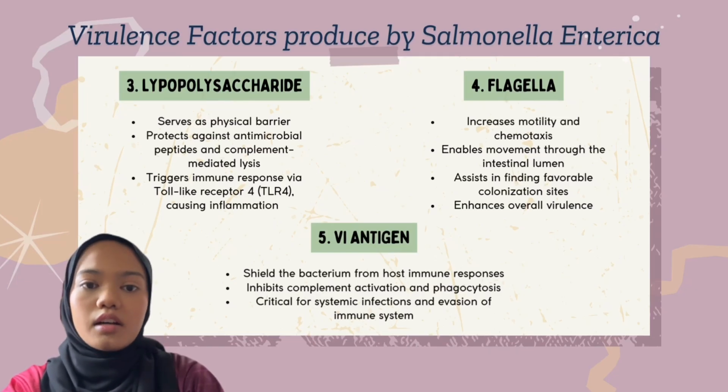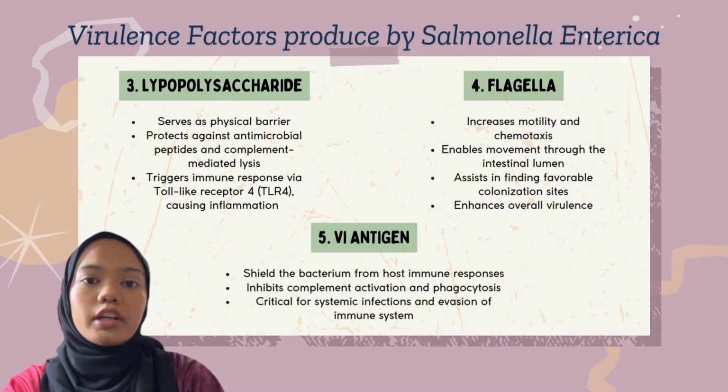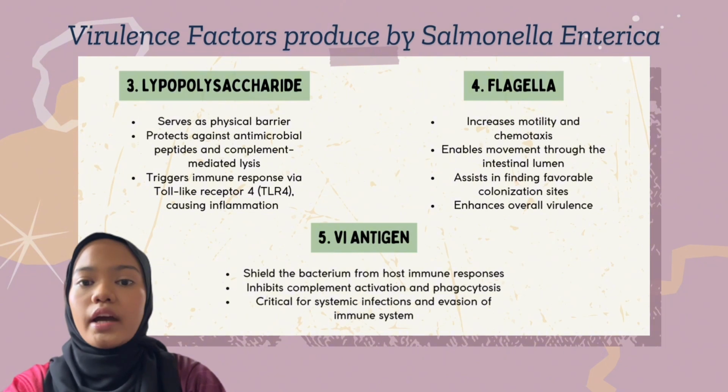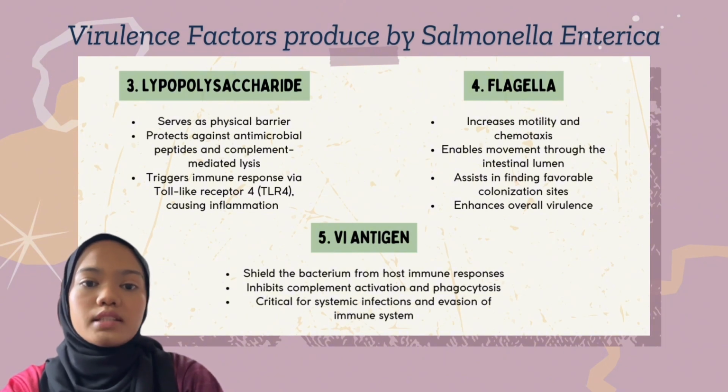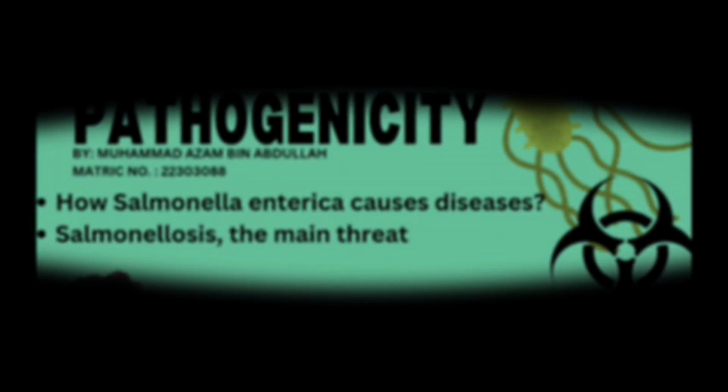Next is flagella. Flagella play a key role in bacterial motility and the ability to infect host tissue. It increases motility and chemotaxis, enables movement through the intestinal lumen, and assists in finding favorable colonization sites. The last virulence factor that we'll talk about is Vi antigen, which is a polysaccharide capsule. Vi antigen shields the bacterium from host immune response and inhibits complement activation and phagocytosis.